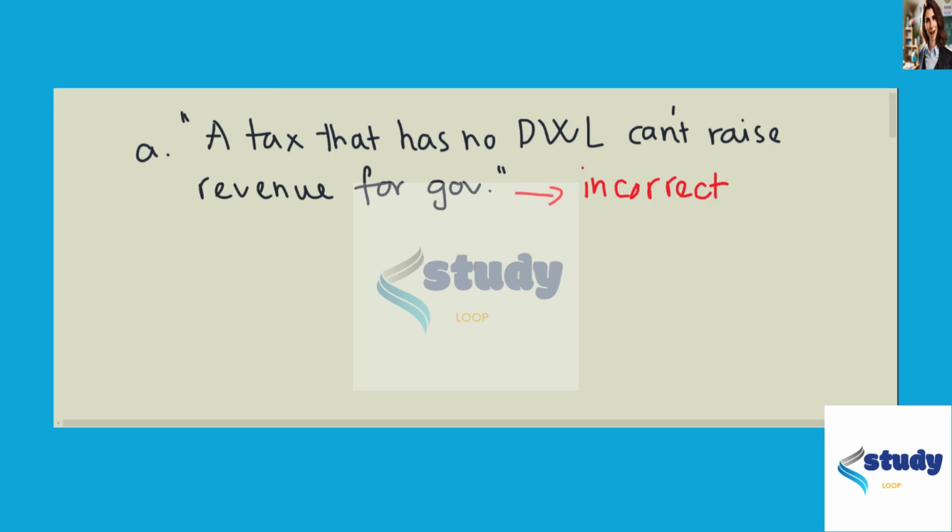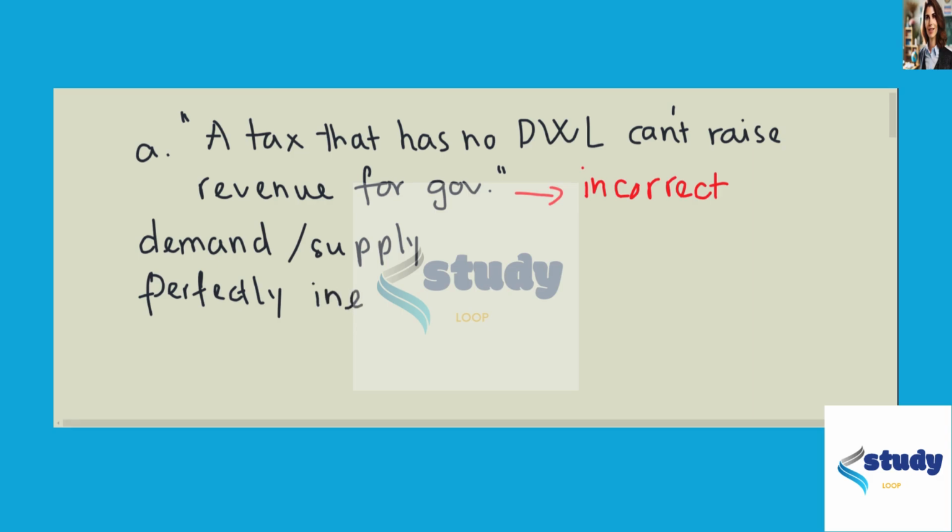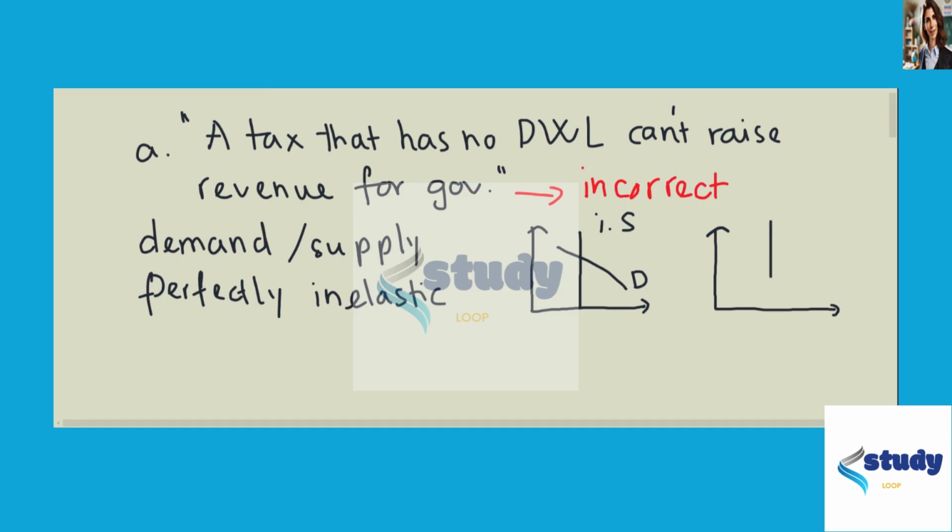It happens when the government imposes the tax and demand or supply is perfectly inelastic. So this is the situation of an inelastic supply. And this is the illustration of perfectly inelastic demand.